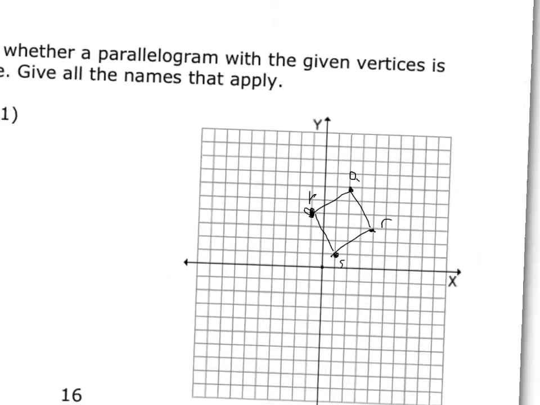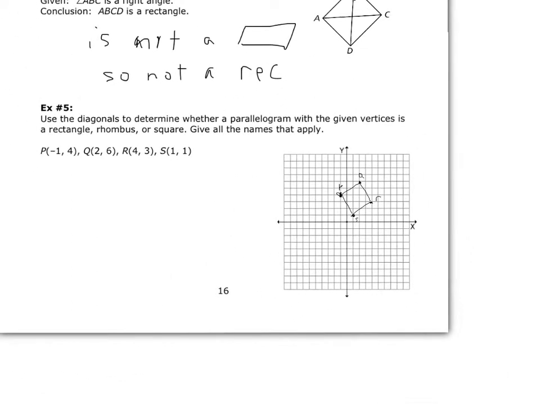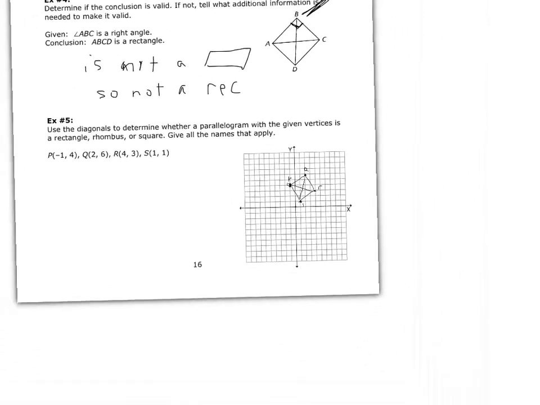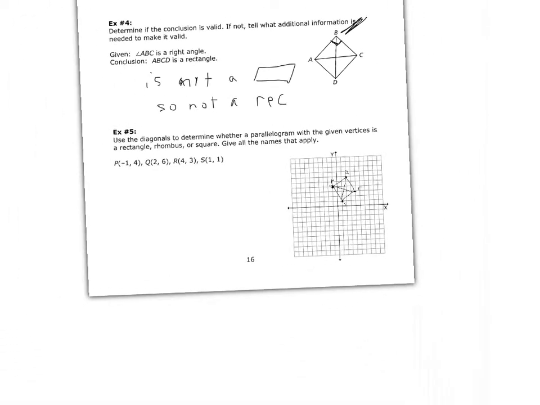So the way that we're going to check to see if this is a rectangle is to see if the diagonals are congruent. Remember, one of our properties is that diagonals have to be congruent. So we want to see if PR is congruent to QS. And if that is true, then it is a rectangle. The formula that we're going to use is our distance formula. I'm going to write that down for you.